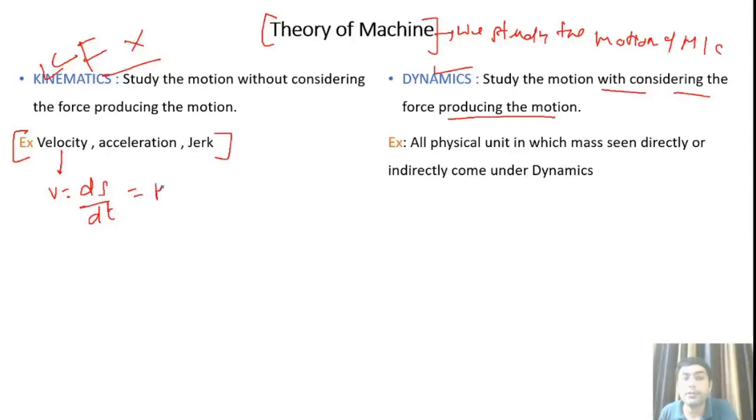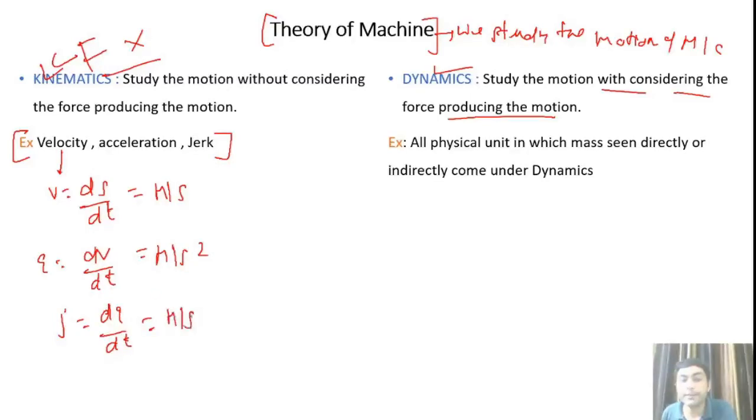And what is the unit? Meter per second. Acceleration is change in velocity per unit time. What is the unit? Meter per second square. Jerk is change in acceleration per unit time. What is the unit? Meter per second cube. So one can see clearly that there is no unit of force in any of these equations.